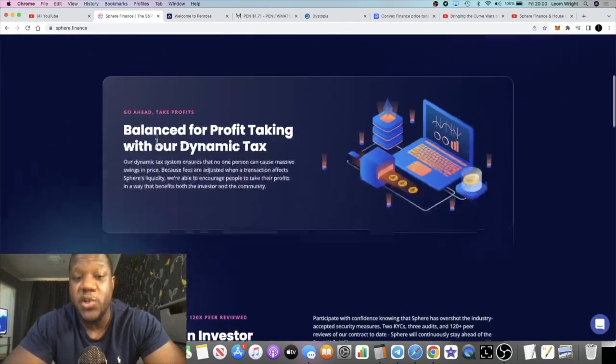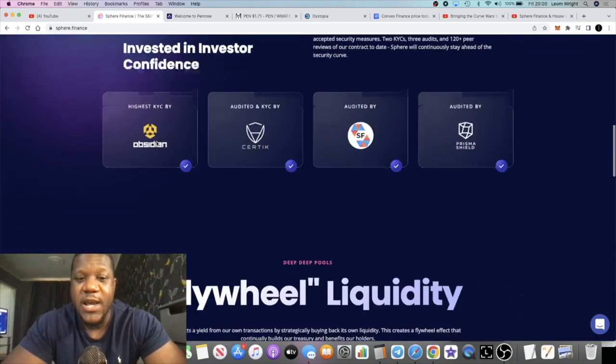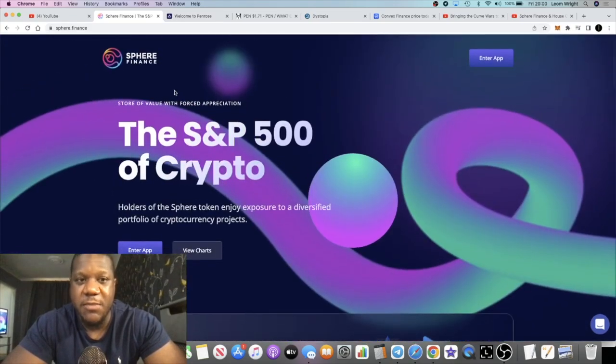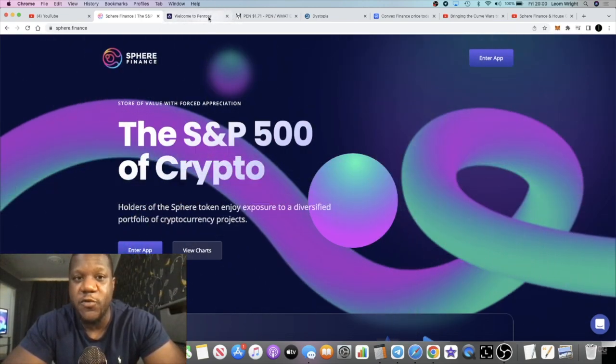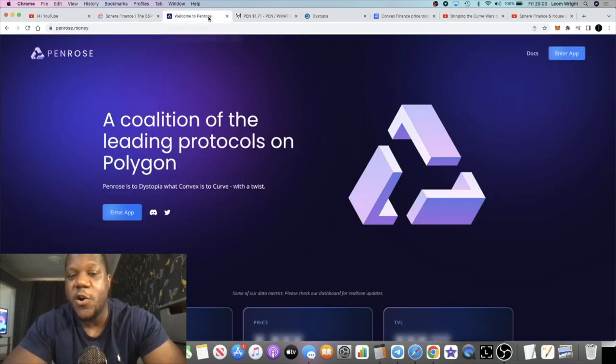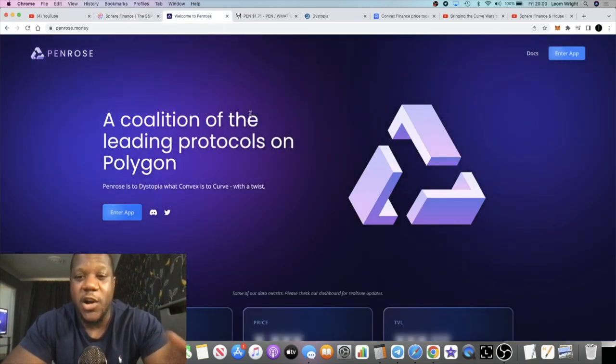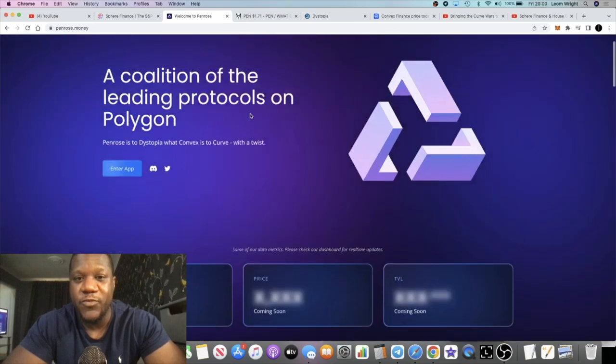A lot of people are bullish on the developer as a whole. One thing to note about the rebases on Sphere, I believe the rebases are ending on the 8th of June, and then this token actually becomes deflationary as well. They'll be doing buybacks and all that sort of thing. So it could be a bullish time for Sphere Finance as well, but that's a whole other video. I just wanted to highlight the Penrose token for you, okay?